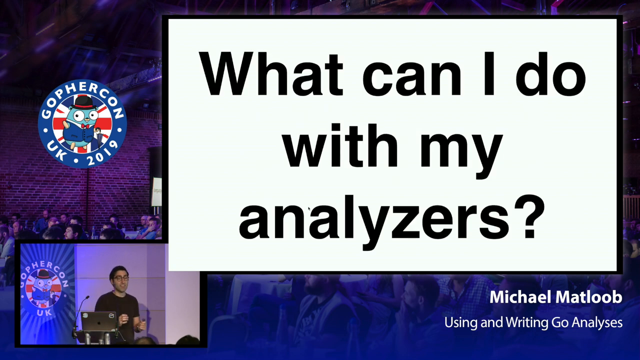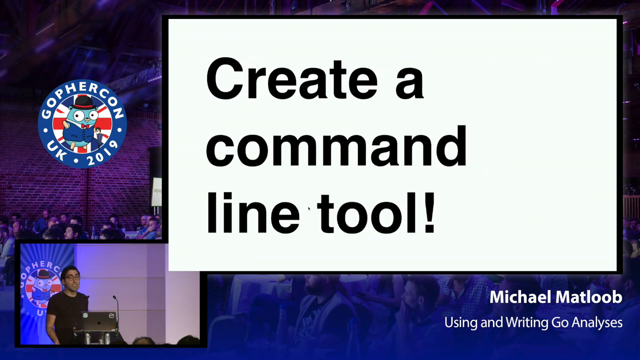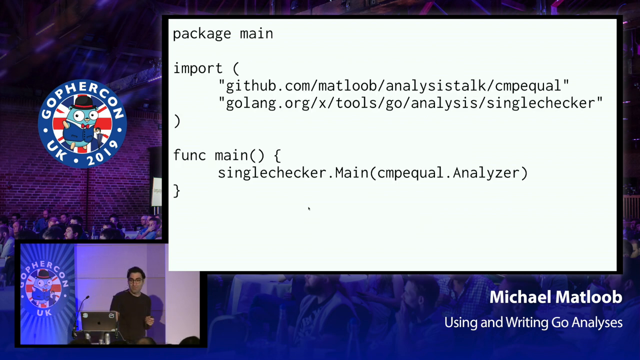So now we have the analyzer value, but we need to plug it into something to actually run our analyzer. And the first thing I'm going to show is creating a command line tool. This is the code for the check program that you saw earlier. With this code, you've seen everything in that check program that ran. And this is what we do.